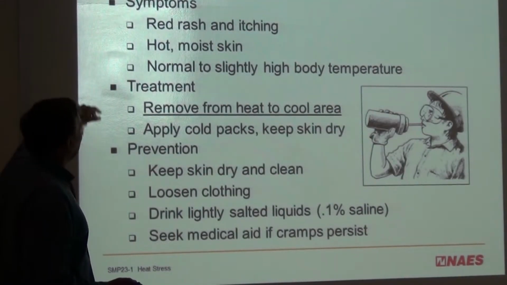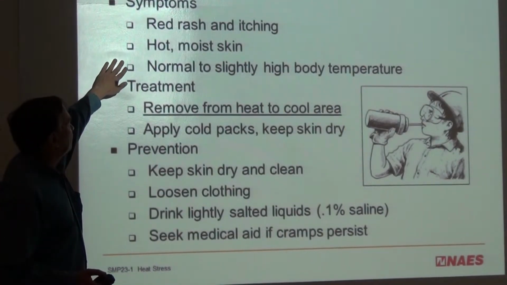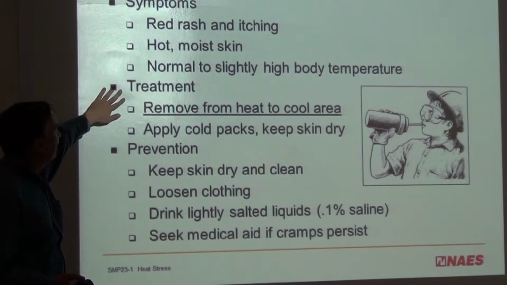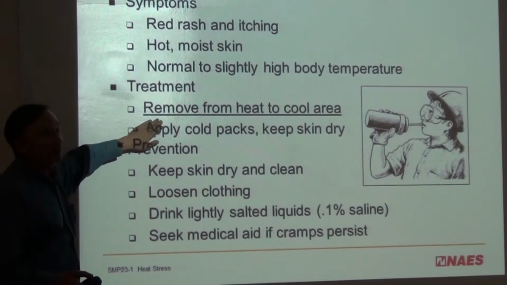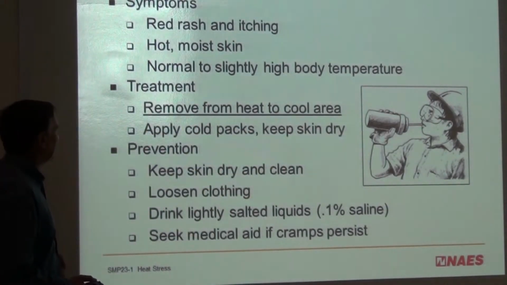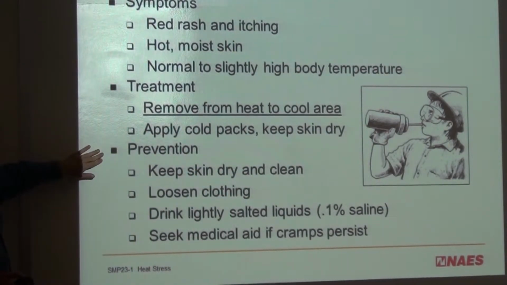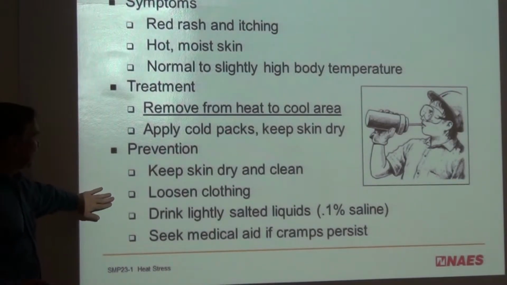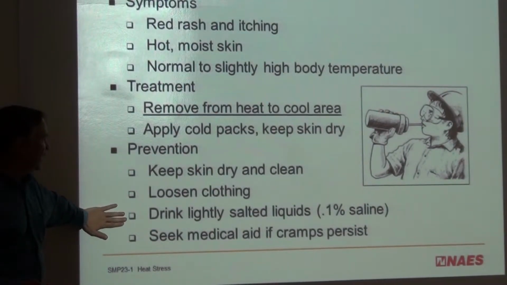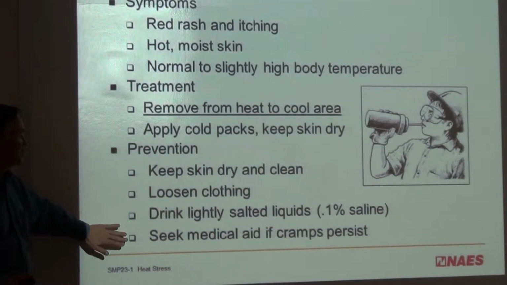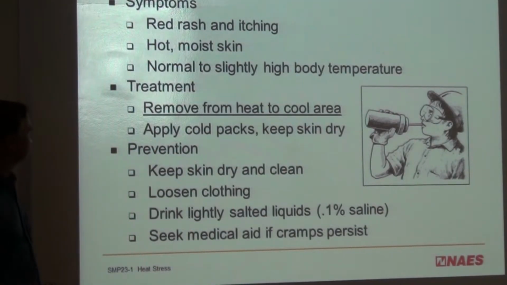Heat rash, a red rash, itching, hot, moist skin, normally slightly high body temperature. Treatment, remove from the heated area and cool down. Prevention, keep skin dry and clean, loosen the clothing, lightly salted liquids. There's kind of a little debate about that, but a little bit of salinity shouldn't hurt. And seek medical attention if the cramps persist.